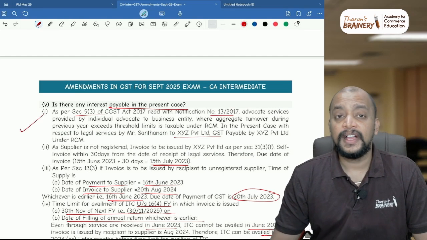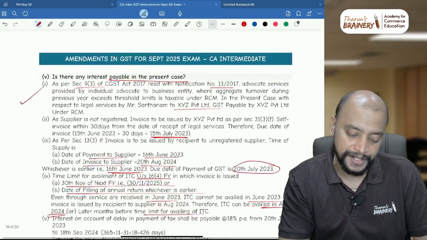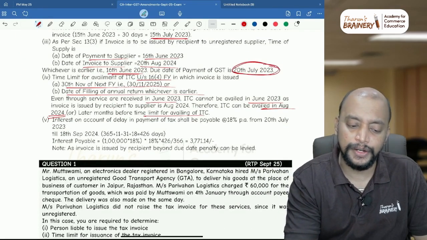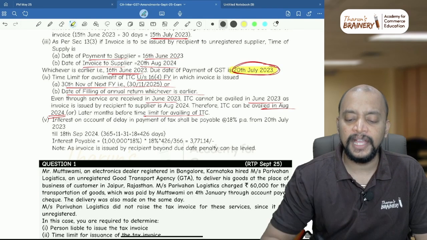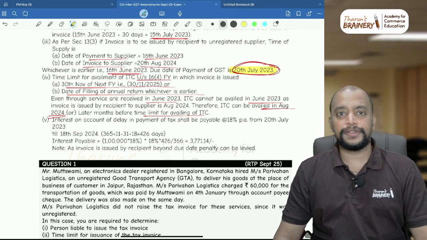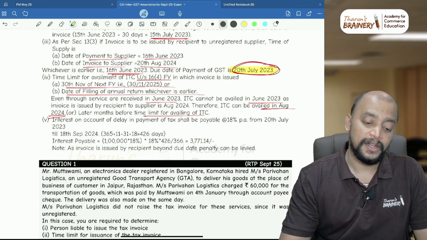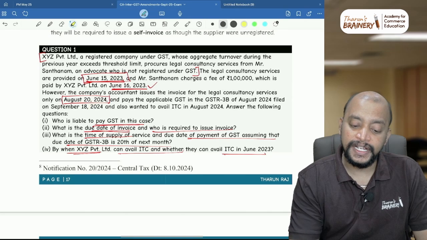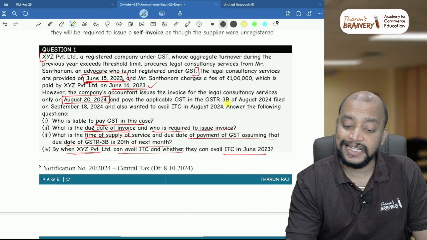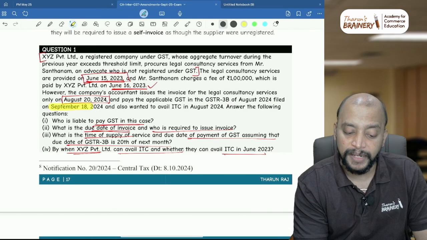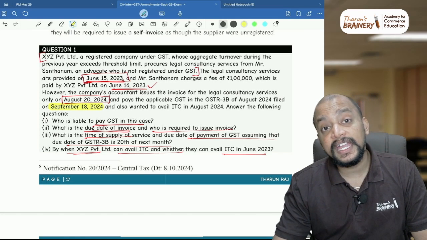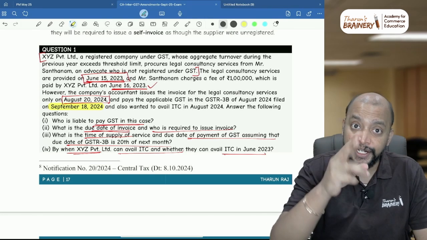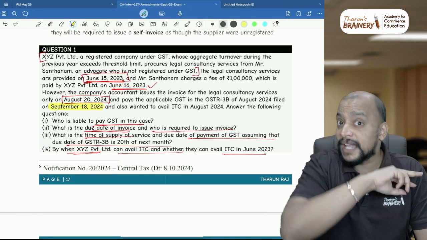First, as per time of supply, what is the due date? Sir, as per time of supply, the due date will be 20th July 2023. They should have paid GST. Now, when are they actually paying GST? They gave invoice in August and pay the applicable GST in GSTR 3B of August filed on September 18. So September 18, 2024 they are paying. What is the due date? 20th July 2023.